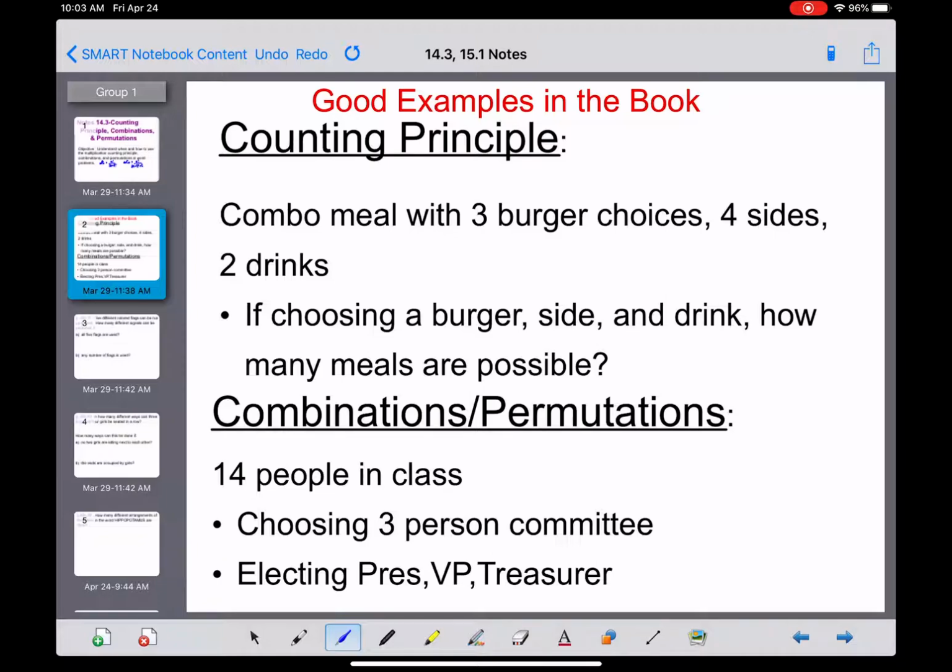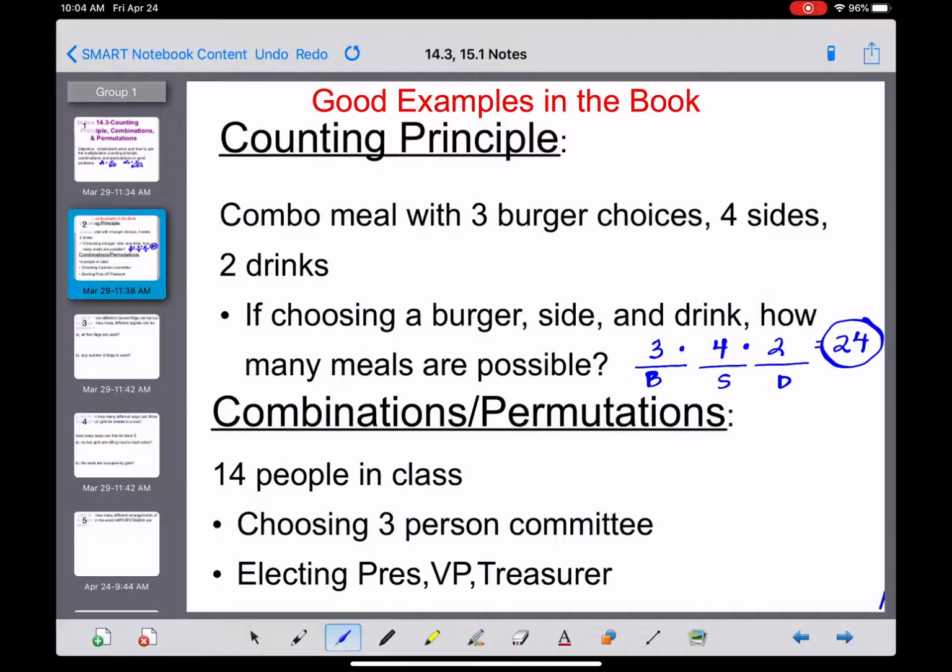This is where we can use this blank method. This is not a permutation or a combination. We have burgers, we have sides, and we have drinks. Sometimes I'll just label underneath what it is I'm finding. So we have 3 burger choices, 4 sides, and 2 drinks. It's called the fundamental counting principle or the multiplication counting principle, because we multiply those out. So we would have 24.